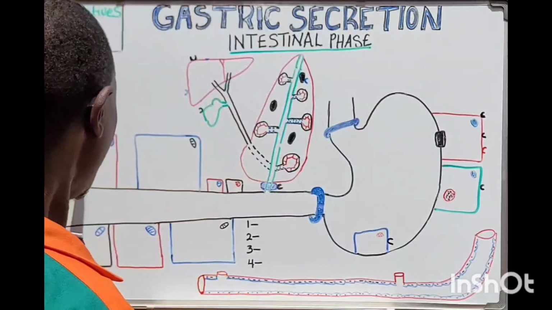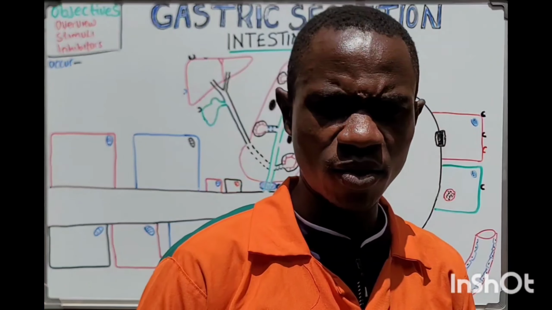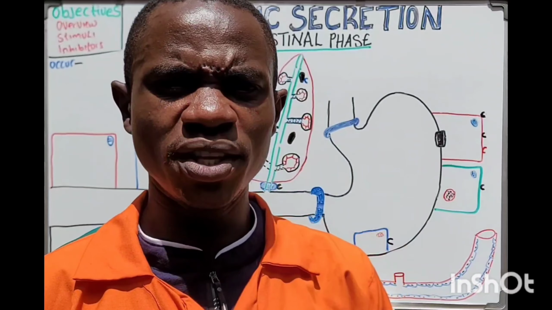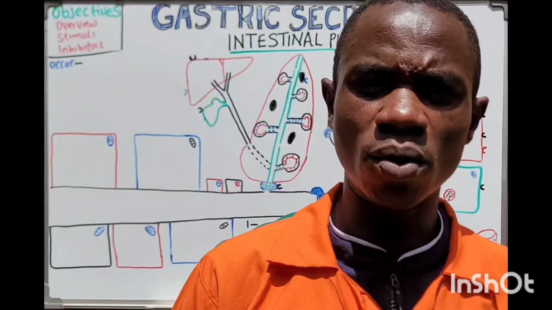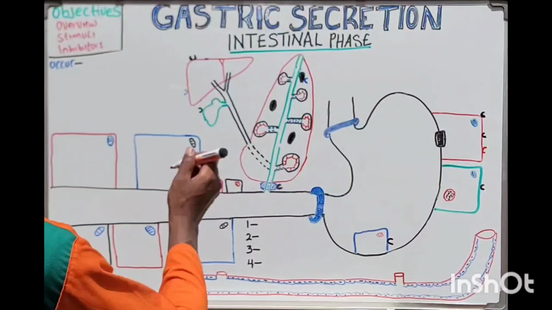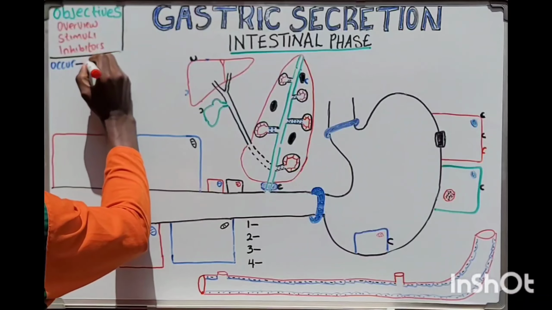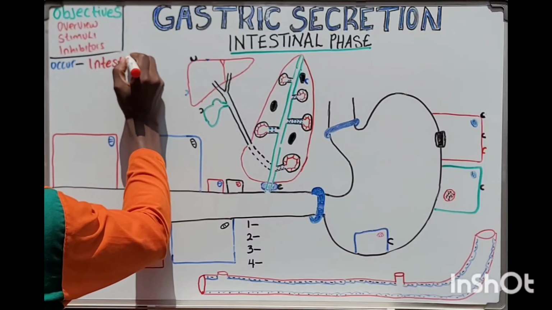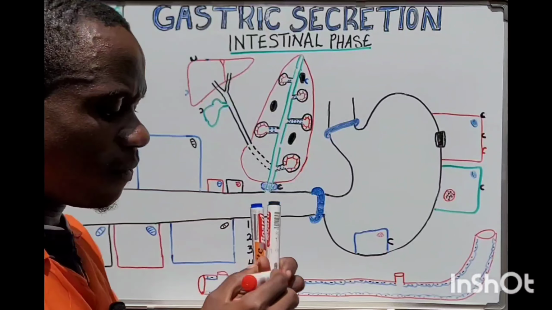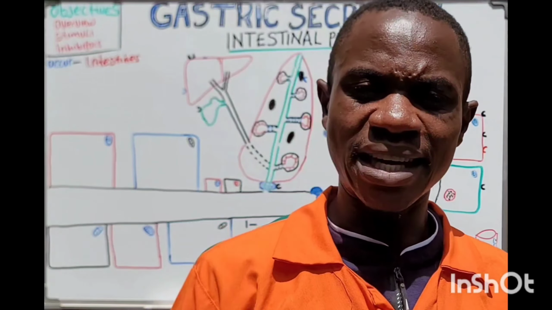First, we need to understand what the intestinal phase is. The intestinal phase is the phase of gastric secretion which occurs in the intestines. That is something which is very key, that this phase is happening in the intestines. When food reaches the intestines, the intestinal phase of gastric secretion starts immediately.